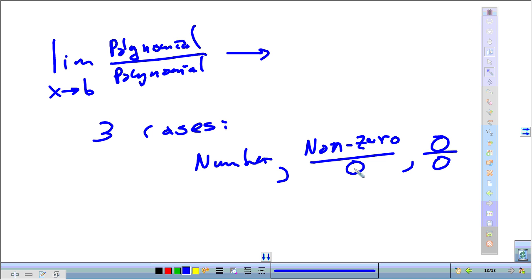And then we have to determine plus or minus. If they're the same, then we get a limit. If the left and right limits differ, then we don't get a limit. 0 over 0, different method. We determine that x minus b is a factor and divide it from the numerator, divide it from the denominator, and then try again, which will bring us back to one of these 3 cases. And so we may finish, or we may have to do that division more than once.